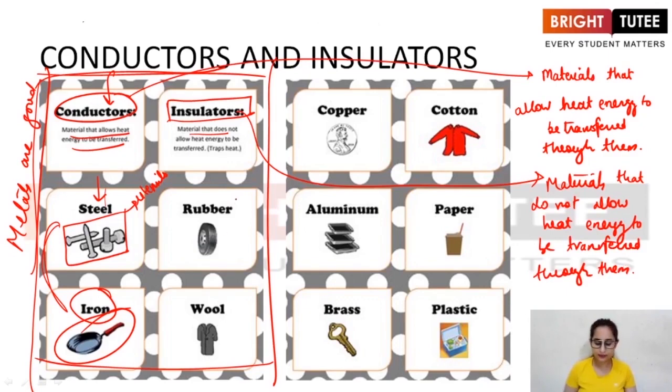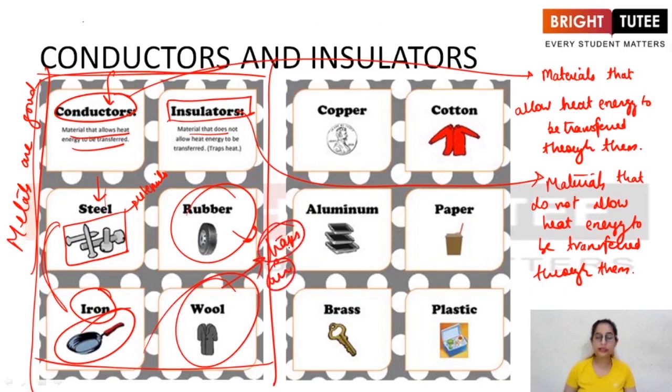The first example is rubber. If you test any rubber object, it will not get heated as soon as you heat it over a burner or any heating substance. And then wool. Wool is able to keep us warm because it traps air inside it, and that air is a poor conductor of heat. So that is why wool is also considered an insulator of heat, right? So these were some examples.